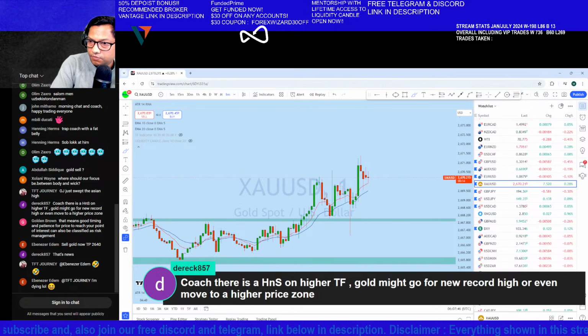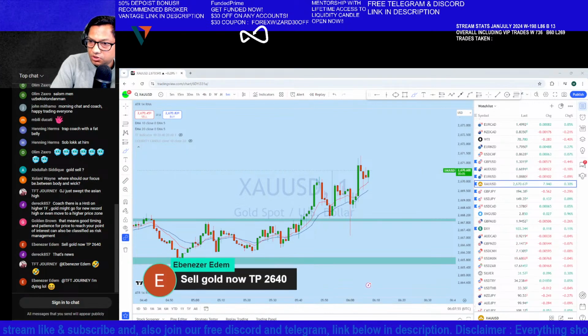That means good timing and patience for price to reach the point of interest, which can also be classified as risk management.